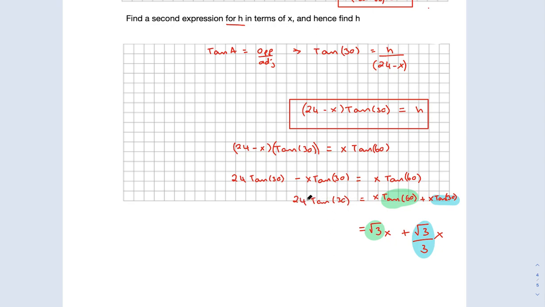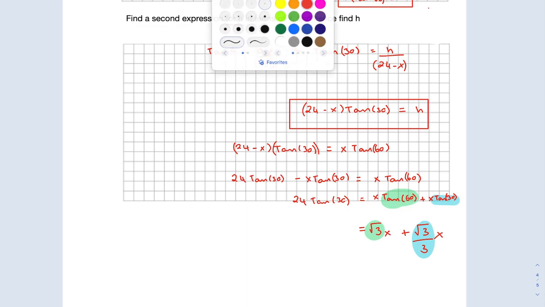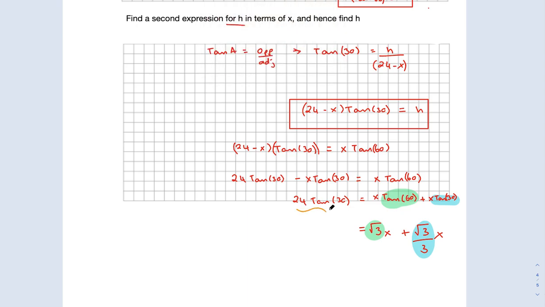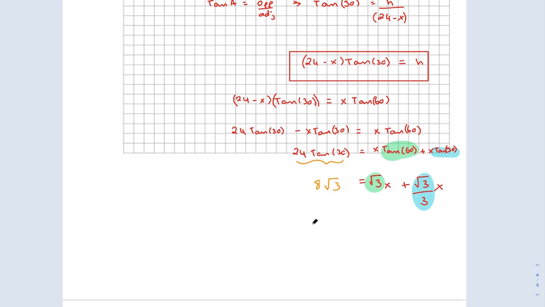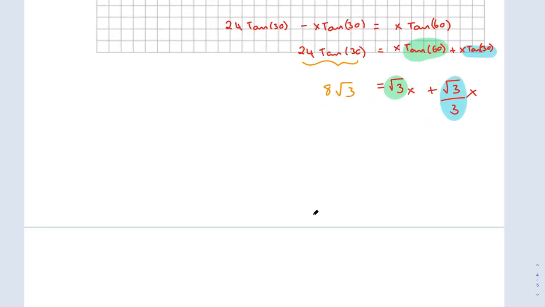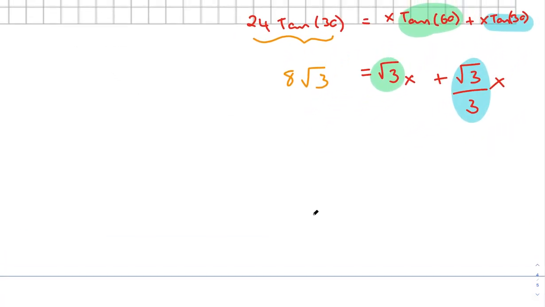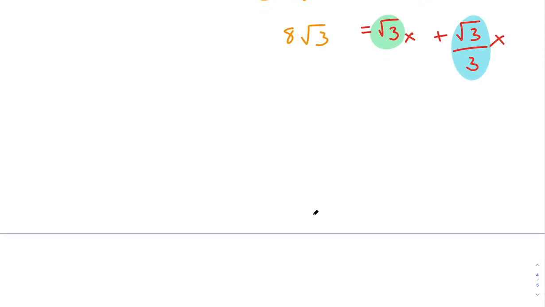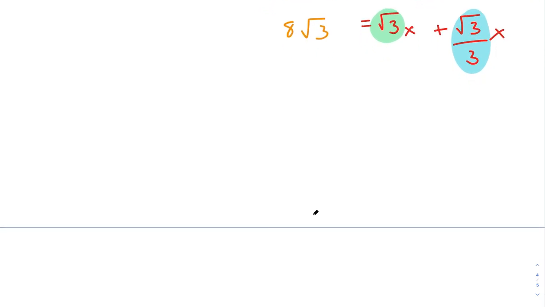On this side, I can work it out as well. I can do 24 multiplied by tan of 30. That altogether, this guy becomes 8 multiplied by root 3. Okay, so now we're dealing with numbers that don't look so nice, and they're called surds. But they work the same as any other number. They add and subtract, they divide, multiply. They look a bit strange, but the rules that govern them are still the same.